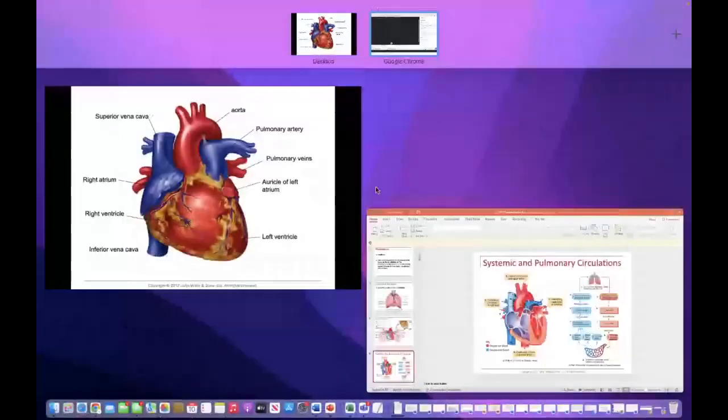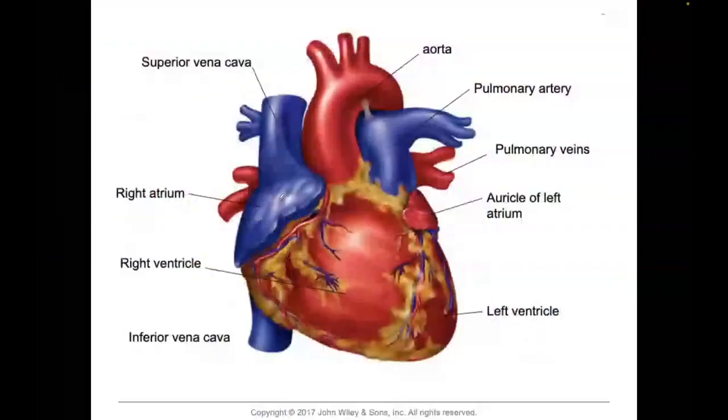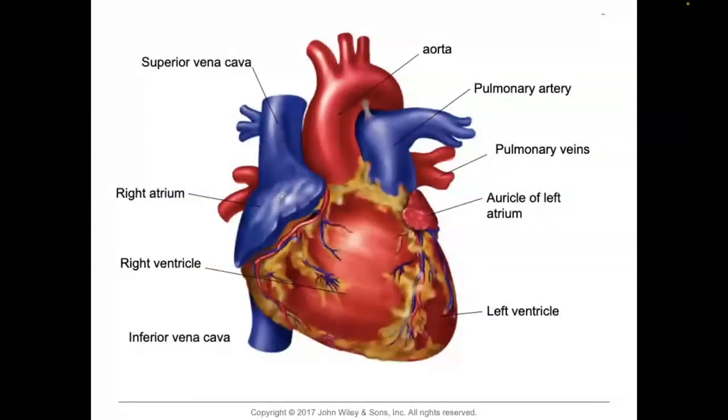Hi class, welcome back. We are still looking at the heart. So let's take a look at the heart and look at some of these blood vessels from the superficial portion. So when we're looking at the heart superficially, now here we could see the superior vena cava.